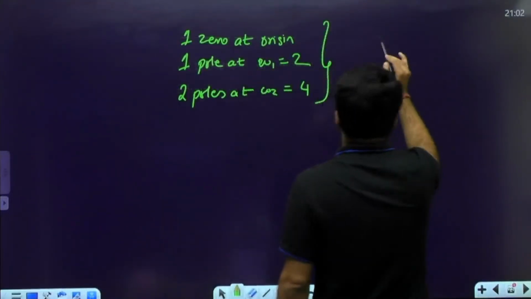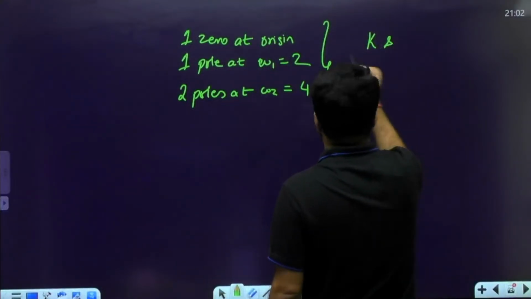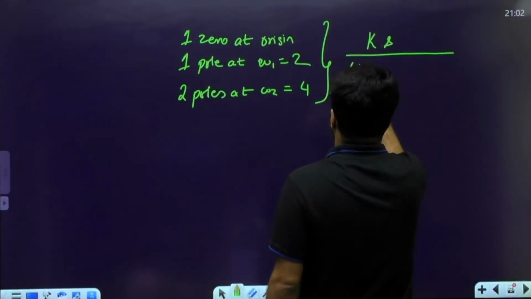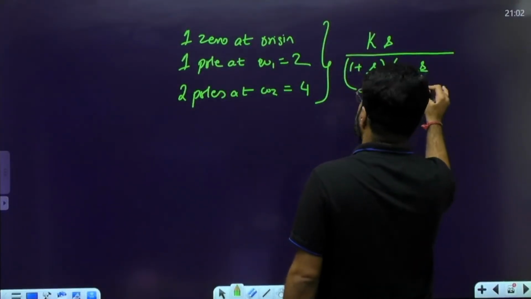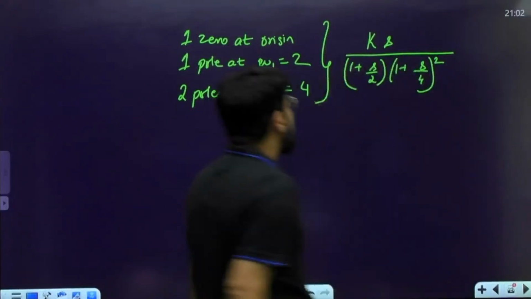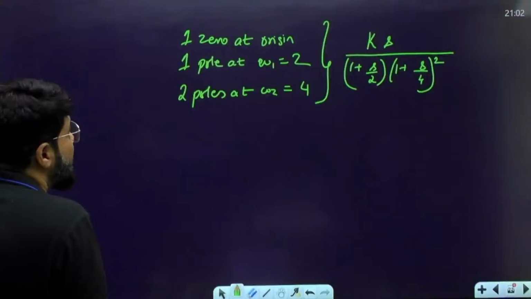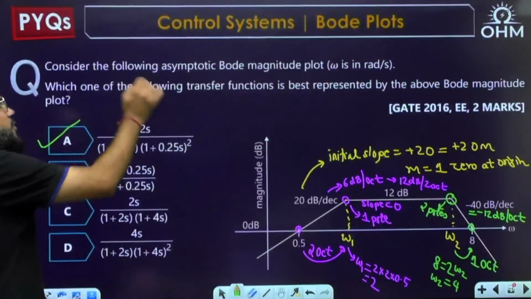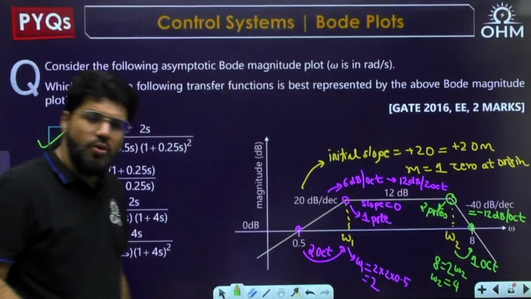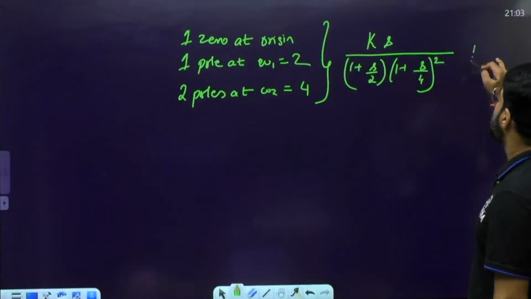That means my transfer function should be in the form of Ks, zero at origin, and then there are poles, 1 plus s by 2 and 1 plus s by 4, which should be squared. So what is the correct answer then? S by 2 means 0.5s and the other one 0.25s. Option number A. No need to find K. Do you think we require K? No, option is matched. So option number A.